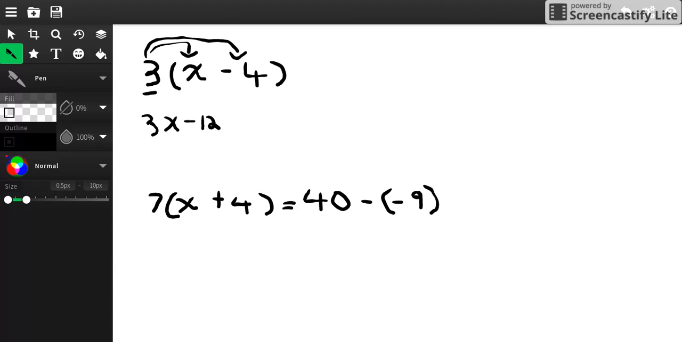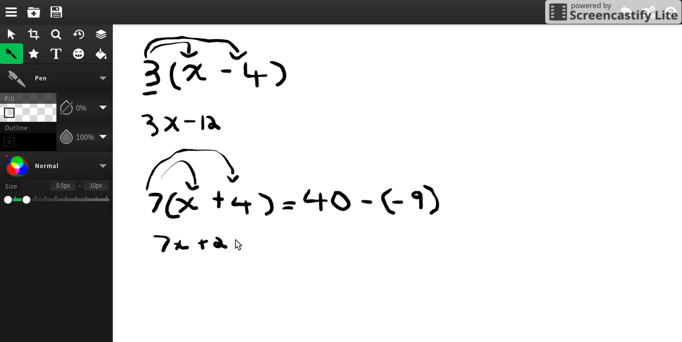So let's simplify the left side of the equation first. 7 times (x plus 4), where x plus 4 is in parentheses. So we do 7 times x and 7 times positive 4. 7 times x is 7x. 7 times 4 is 28.